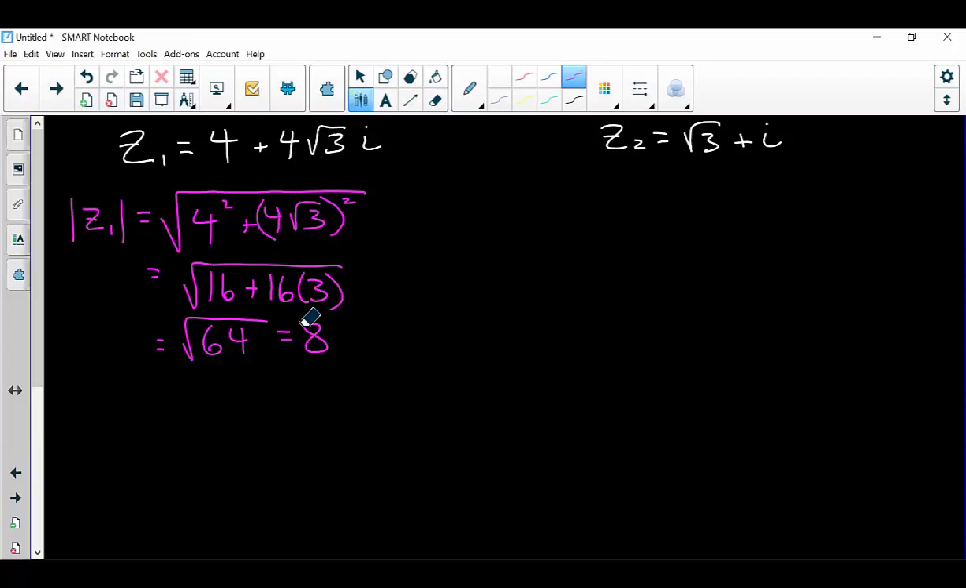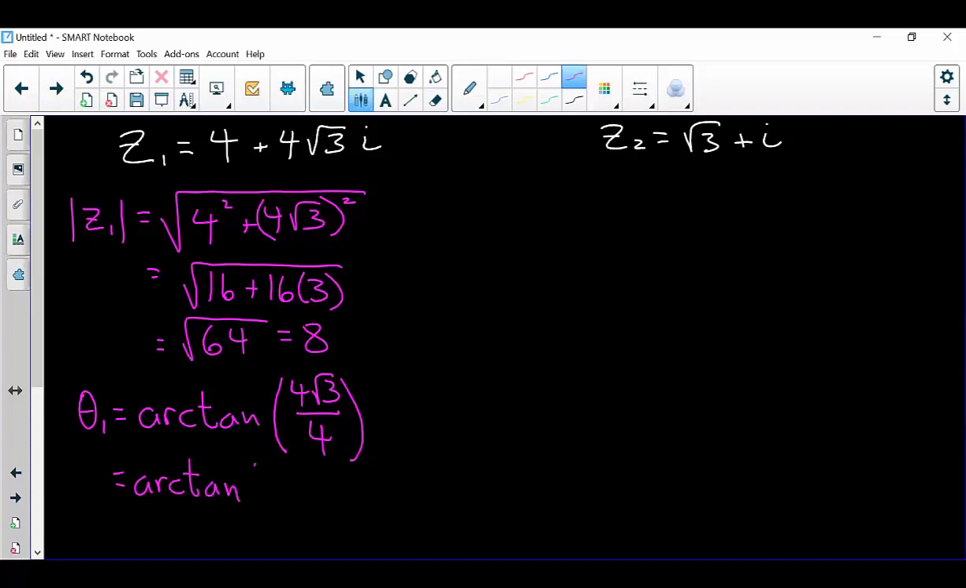Now, if you are in quadrant 1 or 4, arctan is what you can do. So we can do theta 1 is equal to arctan, the y over the x. Now, this is just arctan of the square root of 3, and we know that to be 60 degrees.